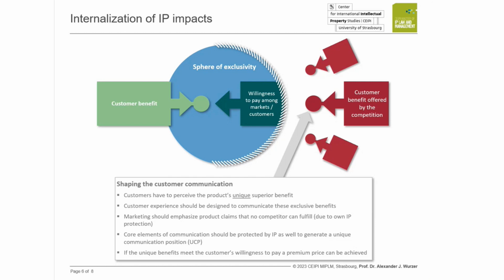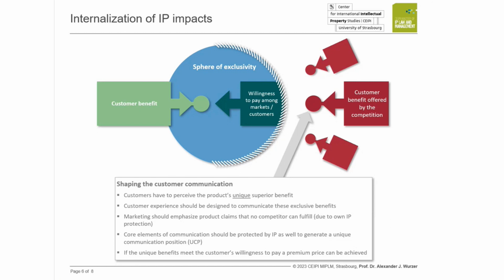Another very important point: core elements of communication should be protected by IP as well to generate a unique communication position. Again, the main channel to get our customers is the app, the interface that combines all our advantages. There, as we have seen one slide before, there is, for example, the design right for the interface of the app. So with that, we are securing our communication, our main channel to the customer.